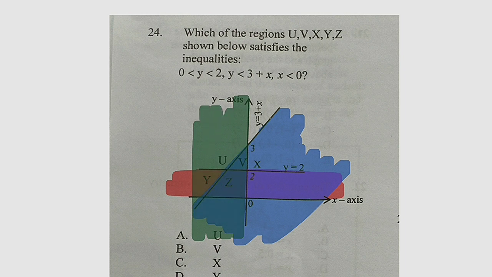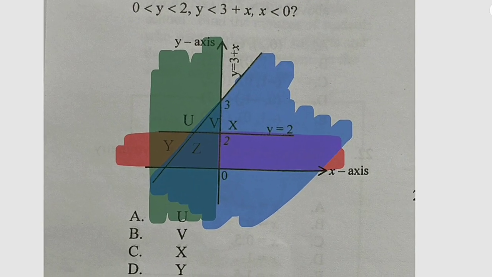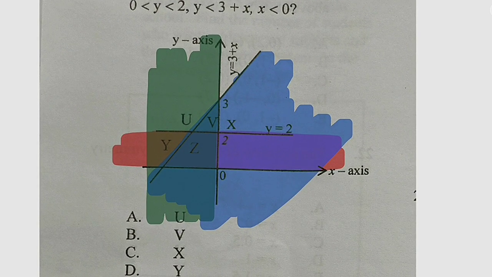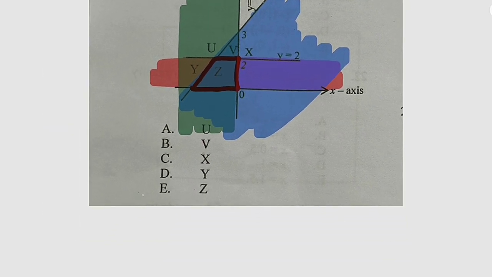Then we are going to find the darkest area. You can see that the darkest area is Z, right? Just look at it. This is the darkest area. Therefore, Z is the region that satisfies the 3 inequalities, which is option E.